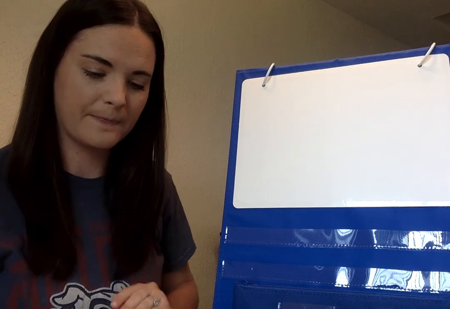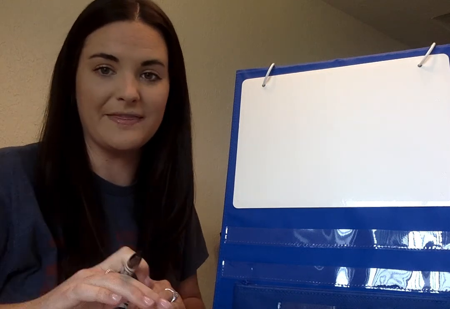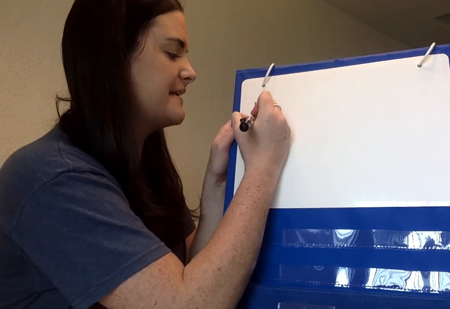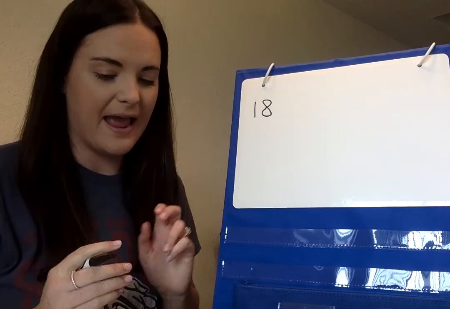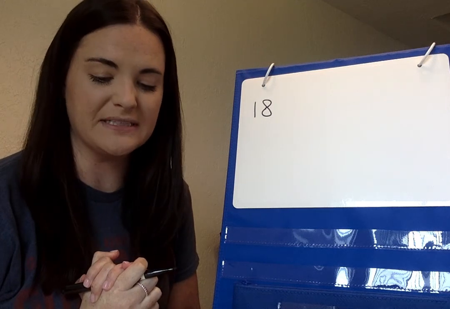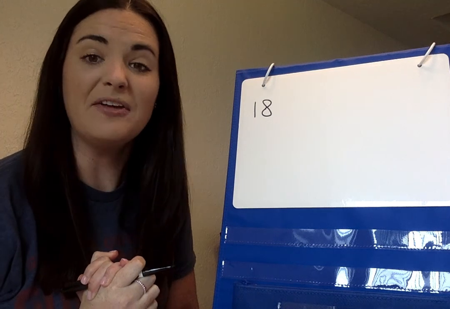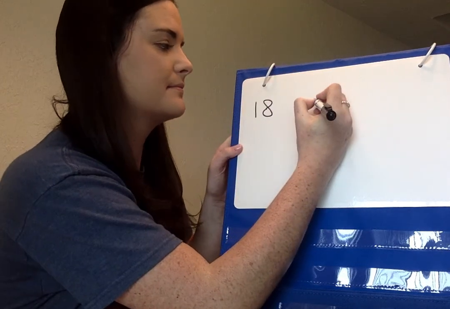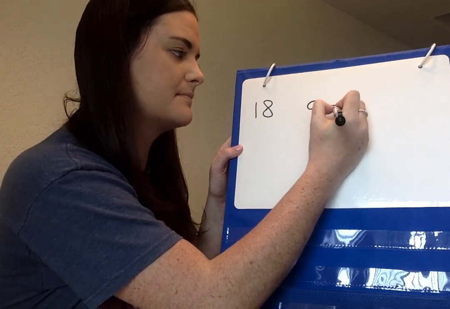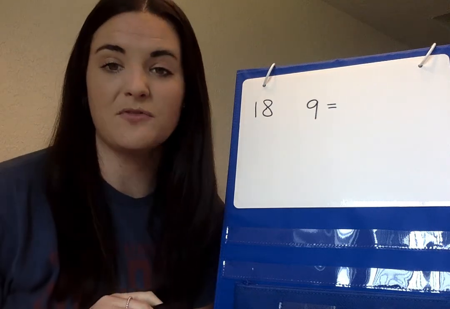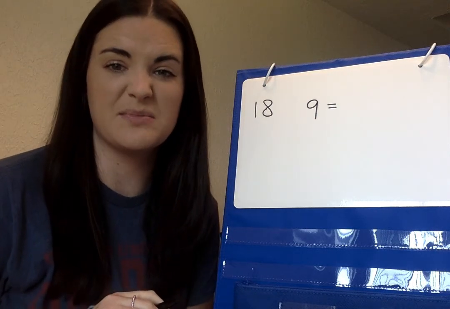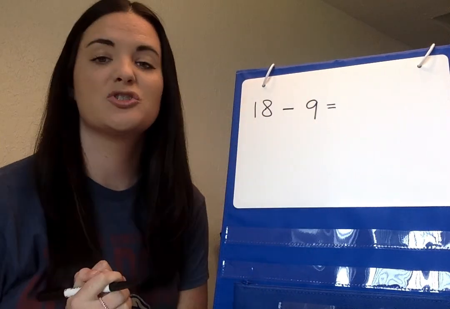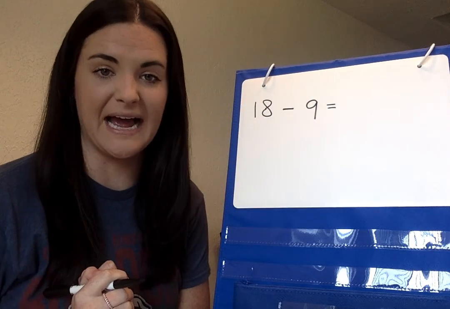whiteboard. How many students were in the class? Awesome, 18. How many students, or how many flowers does she have? 9. Now remember, we said we're finding the difference. So the symbol in the middle should be a subtraction sign. So we have 18 minus 9.